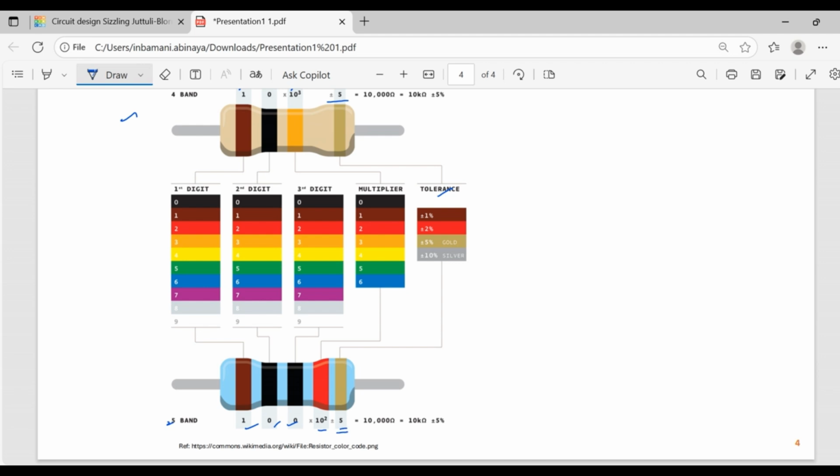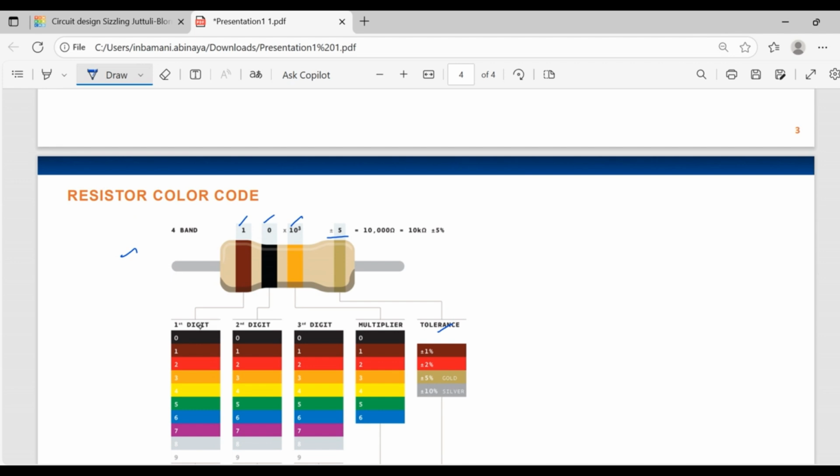For example, let's take a look at this resistor. The first band is brown, so brown represents the value 1. The second band is black. Black represents the value 0. The third band is orange. As it is a 4-band, the third band represents a multiplier. That's the reason why we write 10 to the power of 3.